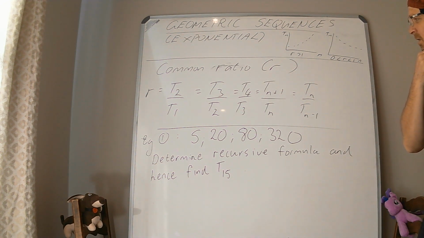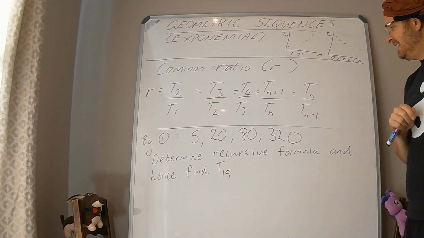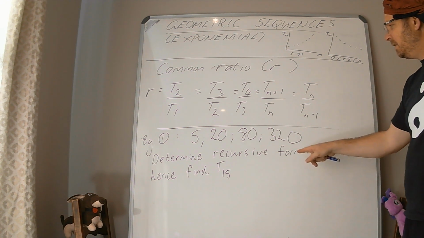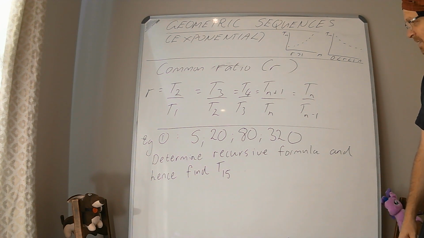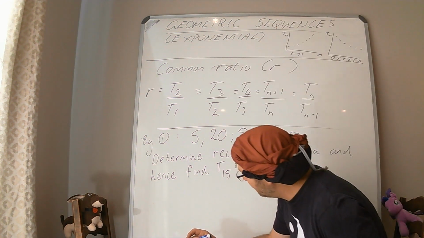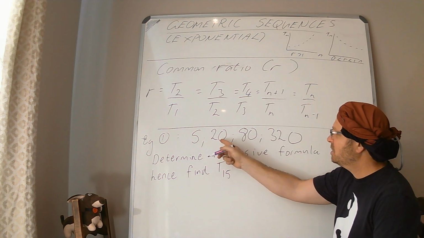And the first example, which I want Julia to do, is if you've got 5, 20, 80, 320. The question is, determine the recursive formula for this sequence, and hence find term 15. Right, press pause and give that a go. So, Julia, what are you doing to get from one term to the next? That's correct. You're timesing by your ratio.